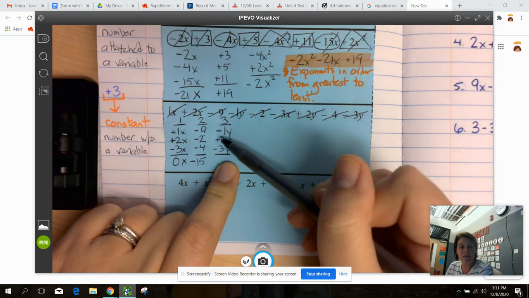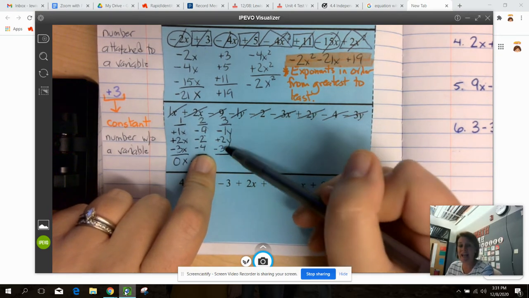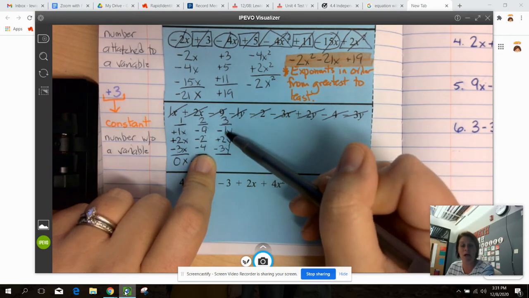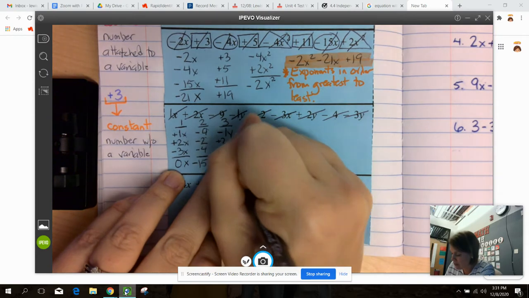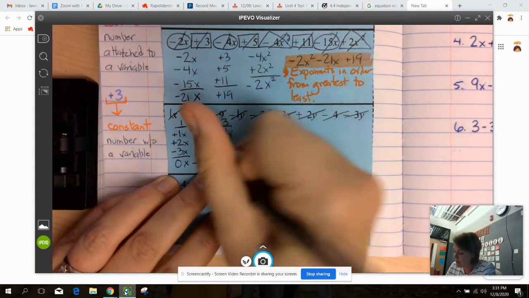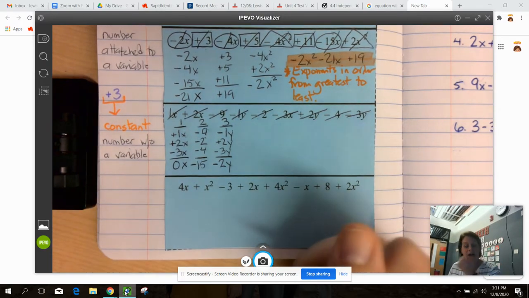Negative 1, positive 2. Now, y'all know I like to combine the negatives or the ones with the same sign first. I'm going to combine these first. So I have a negative 3 and a negative 1. That's going to be a negative 4. We know our variable is going to be y. So negative 4 and a positive 2, that's going to be a negative 2. Okay, like I said, you use your calculators.